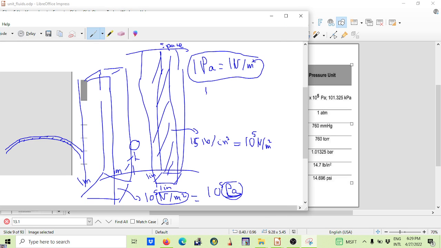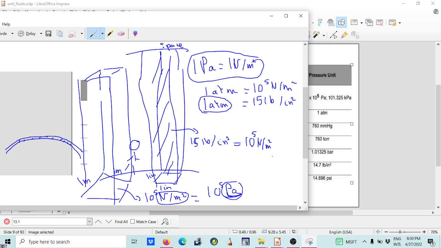So 1 atmosphere will be 10 to the 5 Newton per meter squared, which is the same thing as 15 pounds per square inch, right? So we use atmosphere so we can compare the pressure relative to the air outside.